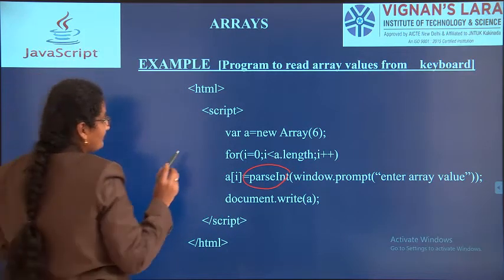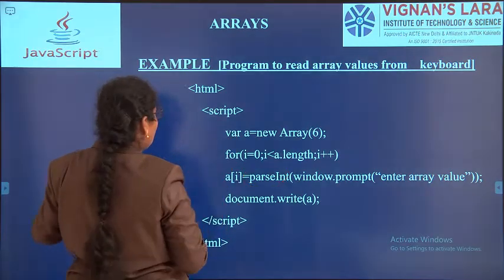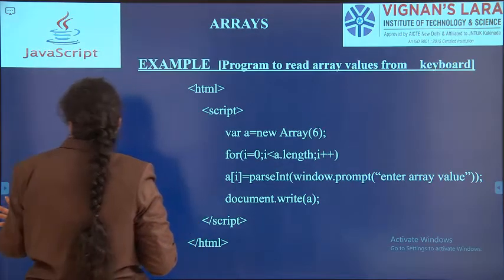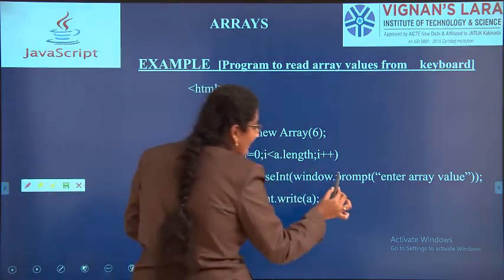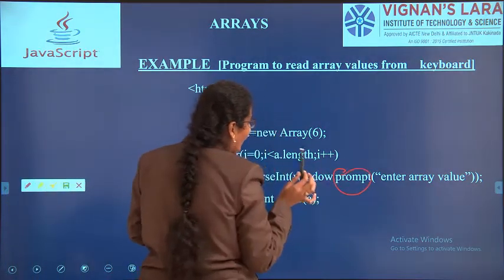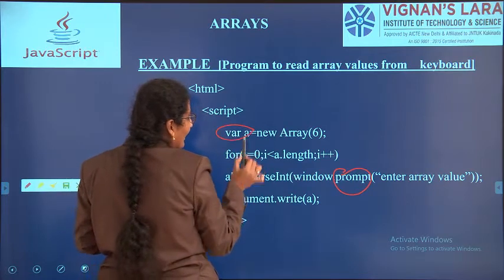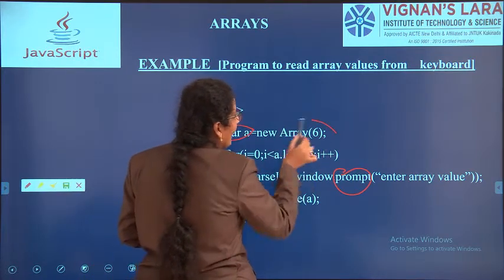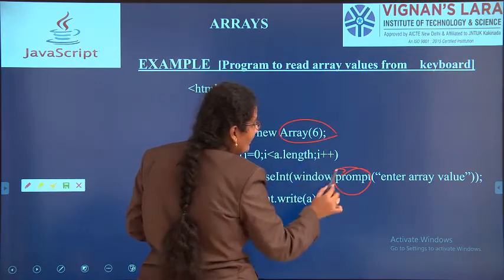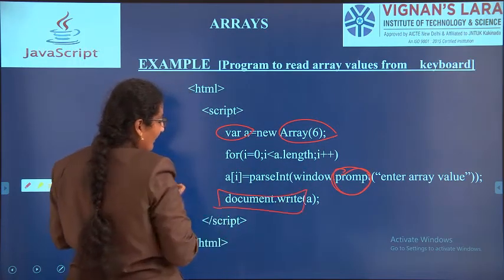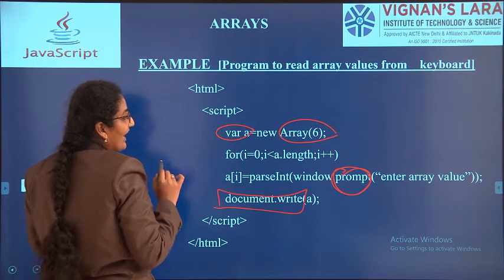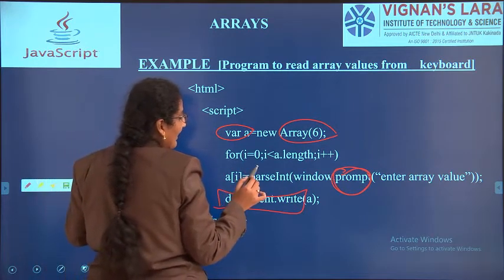So see here. First, to give input from the keyboard we use prompt. I have declared the array, and the array size is 6. I am giving the input from the keyboard. I want to print the array, for that I am using document.write. I want all the array elements to be integers only, numbers only.